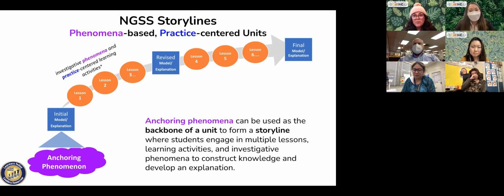And then continue with more lessons, again, more science and engineering practices, and then constructing that final explanation. So the anchoring phenomena can be used as the backbone of the unit to form the storyline where they're going to engage in multiple lessons.